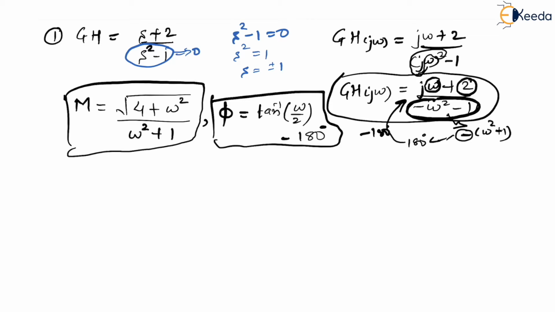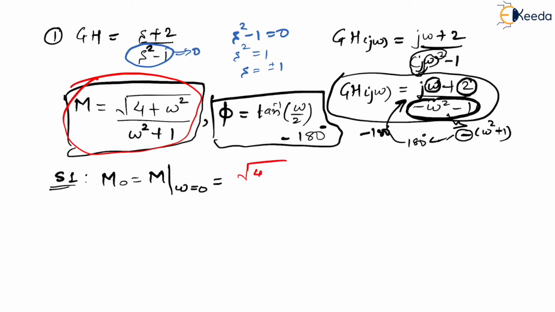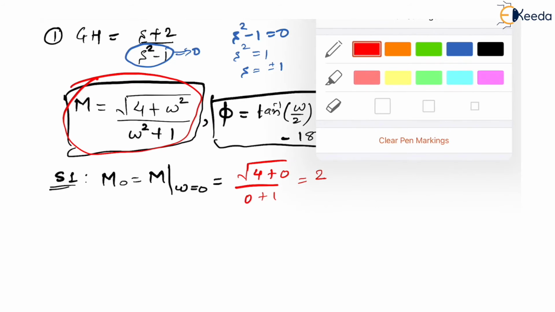Yes. Now, step 1. As usual, step 1 is to find M0 and M infinity. Let us find that. Step 1 was to find M0. What is M0? M0 is the magnitude at omega equal to 0. If you see, this is the magnitude. So in this magnitude, if I put omega equal to 0, what I get is the square root of 4 plus 0 divided by 0 plus 1, which is nothing but equal to 2. Is that correct? Yes.